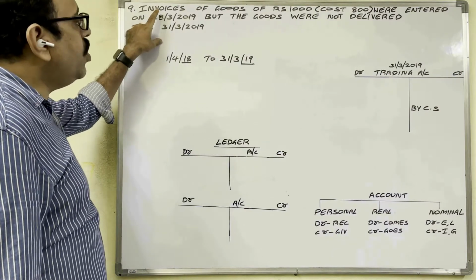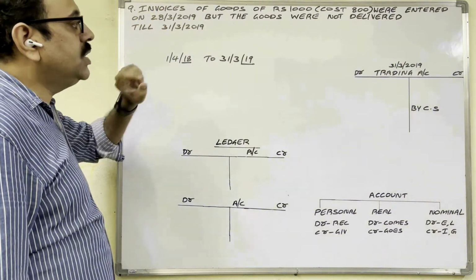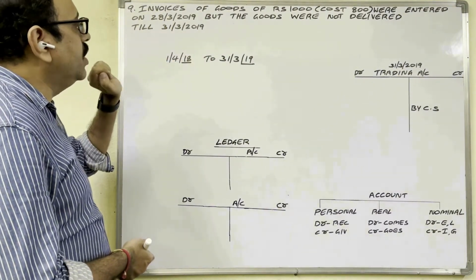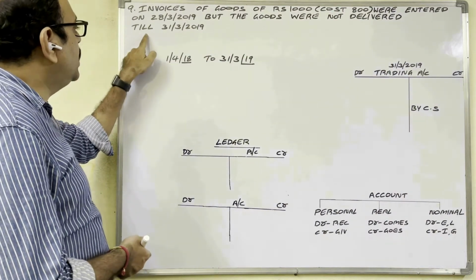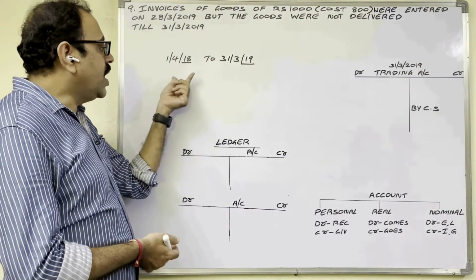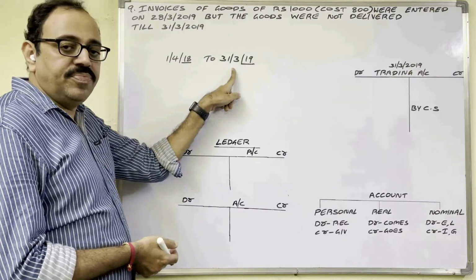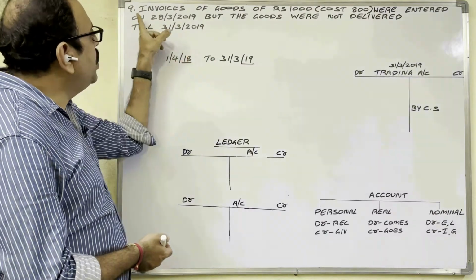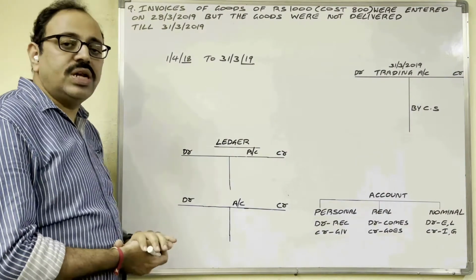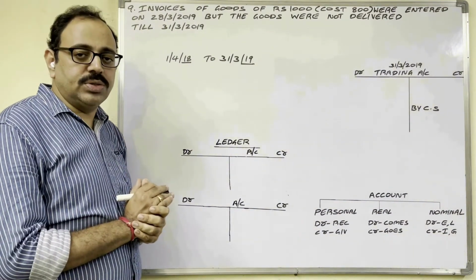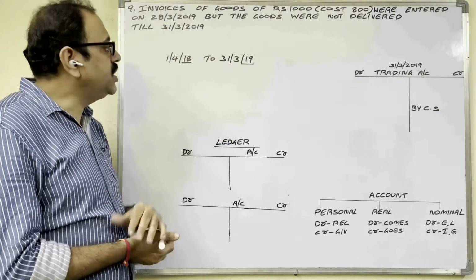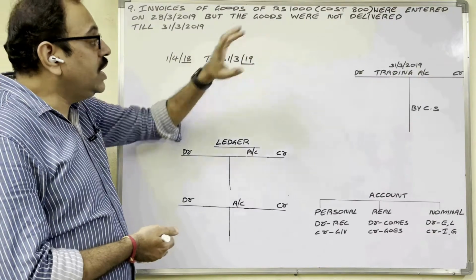Ninth point, invoices of goods of 1000 rupees cost 800 were entered on 28th March 2019, but the goods were not delivered till 31st March 2019. Here also dates are same. Current year is 2018-19. In current year, invoices of goods of 1000 rupees were entered on 28th March 2019. Till here, if you observe, this is sale transaction or purchase transaction, there is no clarity. See the continuation. But the goods were not delivered.